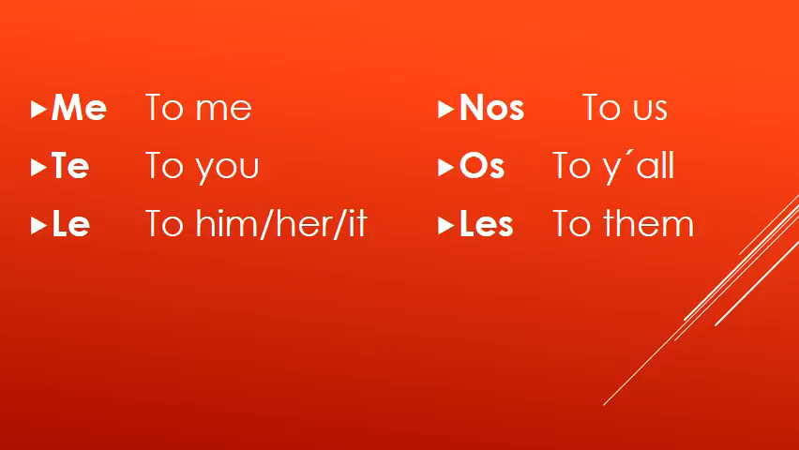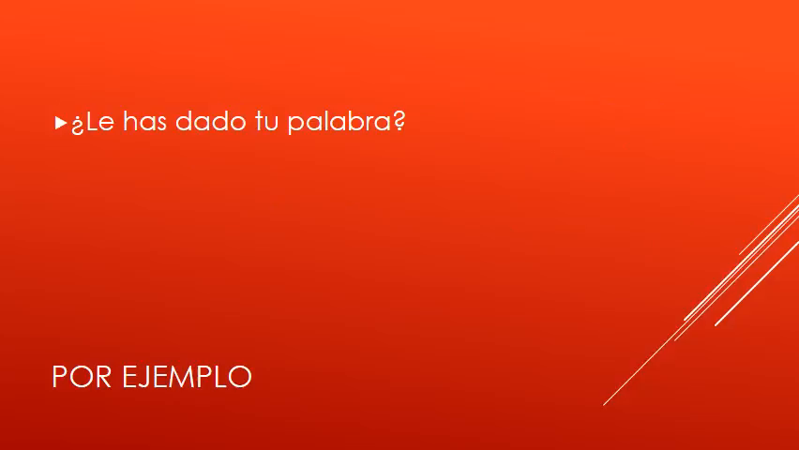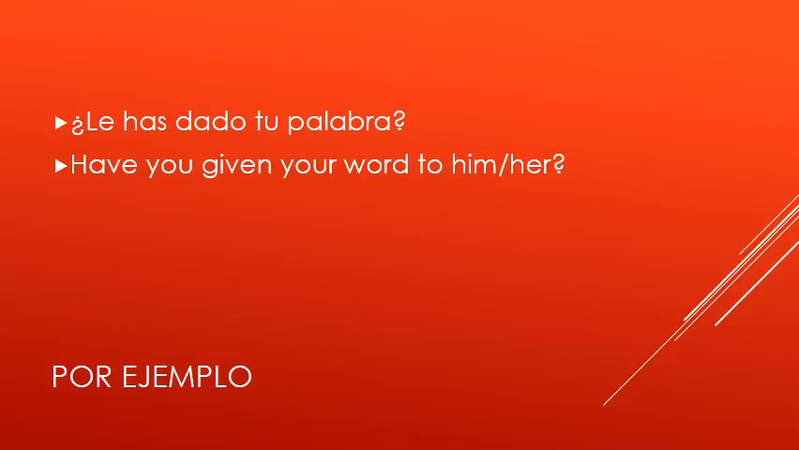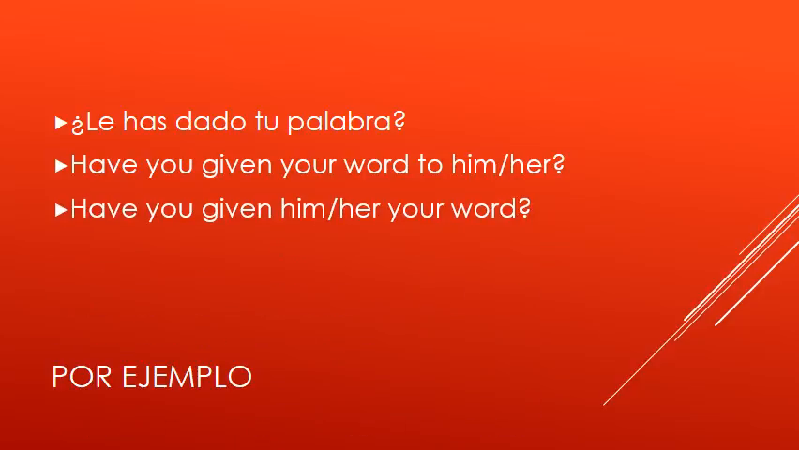Here are what the indirect object pronouns look like. Me, te, le, nos, os, les. So to me, to you, to him, her, or it, to us, to y'all, or to them. For example, le has dado tu palabra means have you given your word to him or her? Or have you given him or her your word?